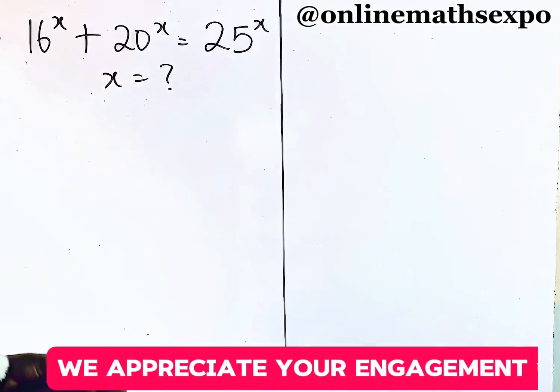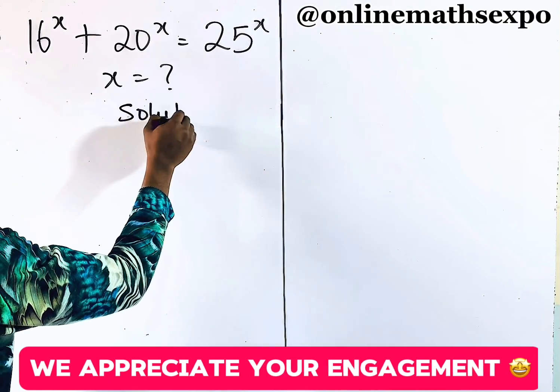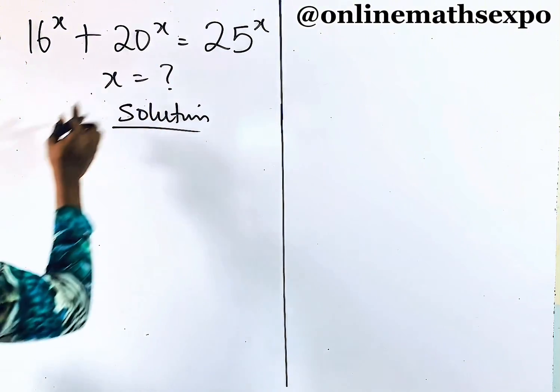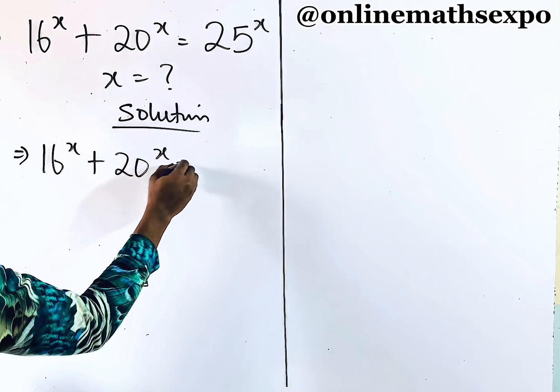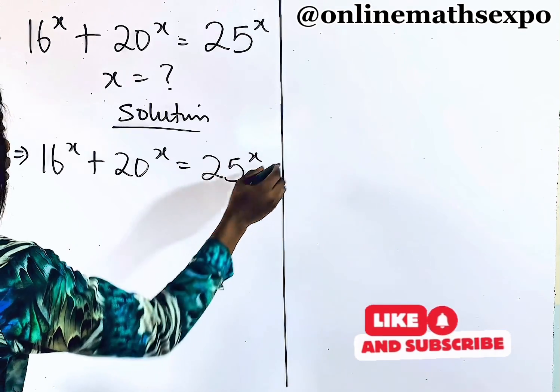Let's do this together. So we're going to begin with our solution. So let's repeat what we have. 16 to the power of x plus 20 to the power of x is 25 to the power of x.